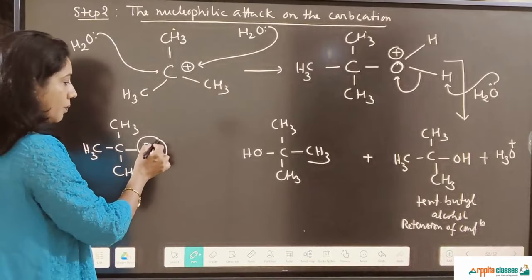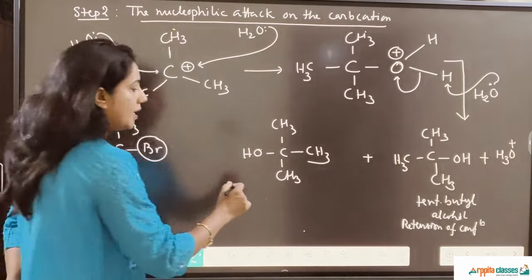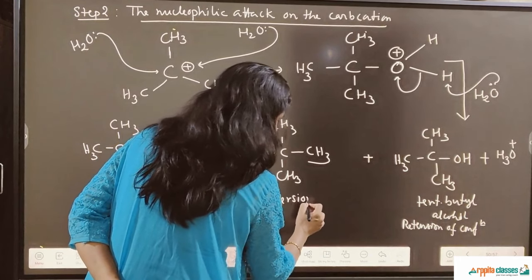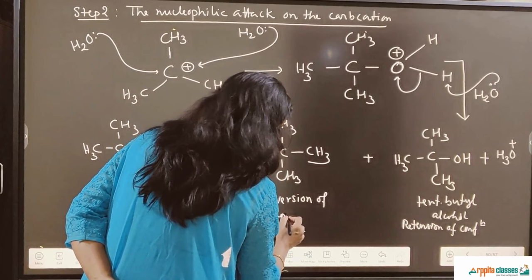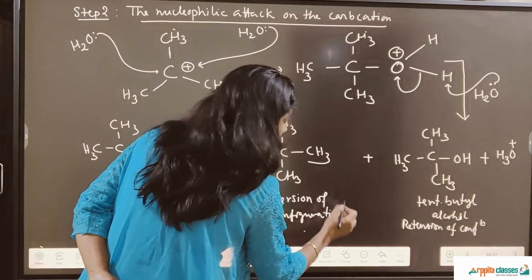But if the Br is on this side in the beginning and you are getting OH on the opposite side, then we call it inversion of configuration. Okay. So that is your SN1 reaction.